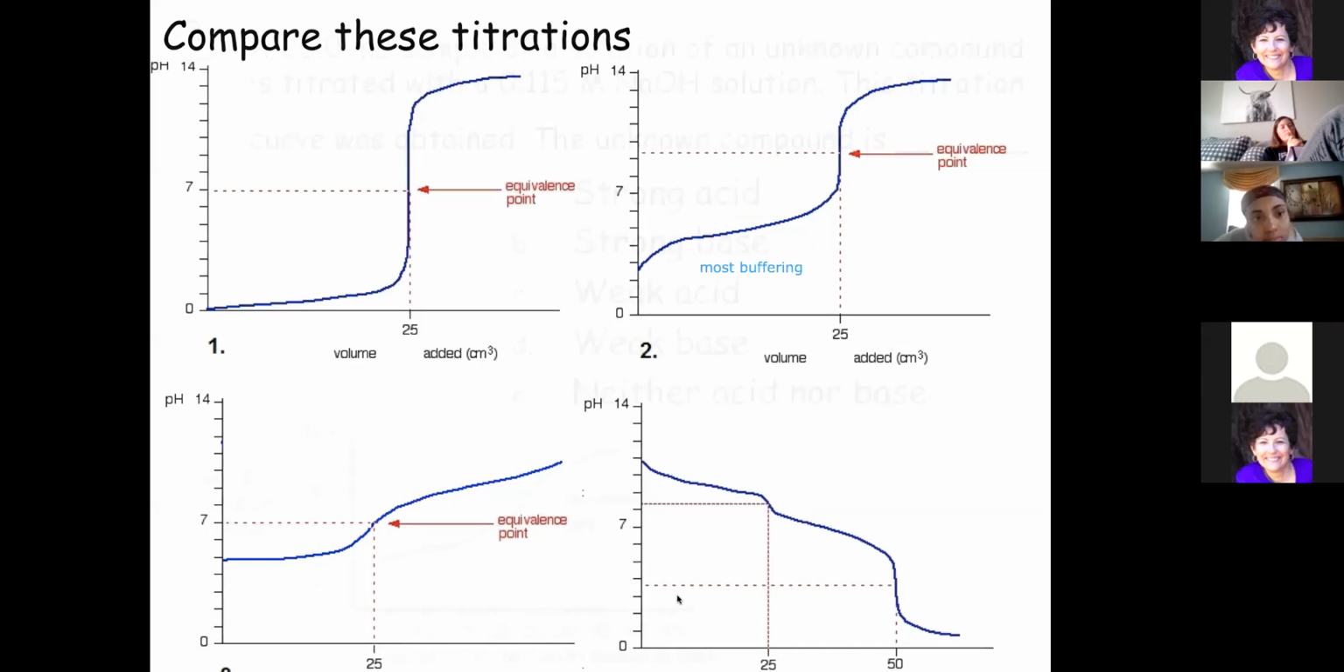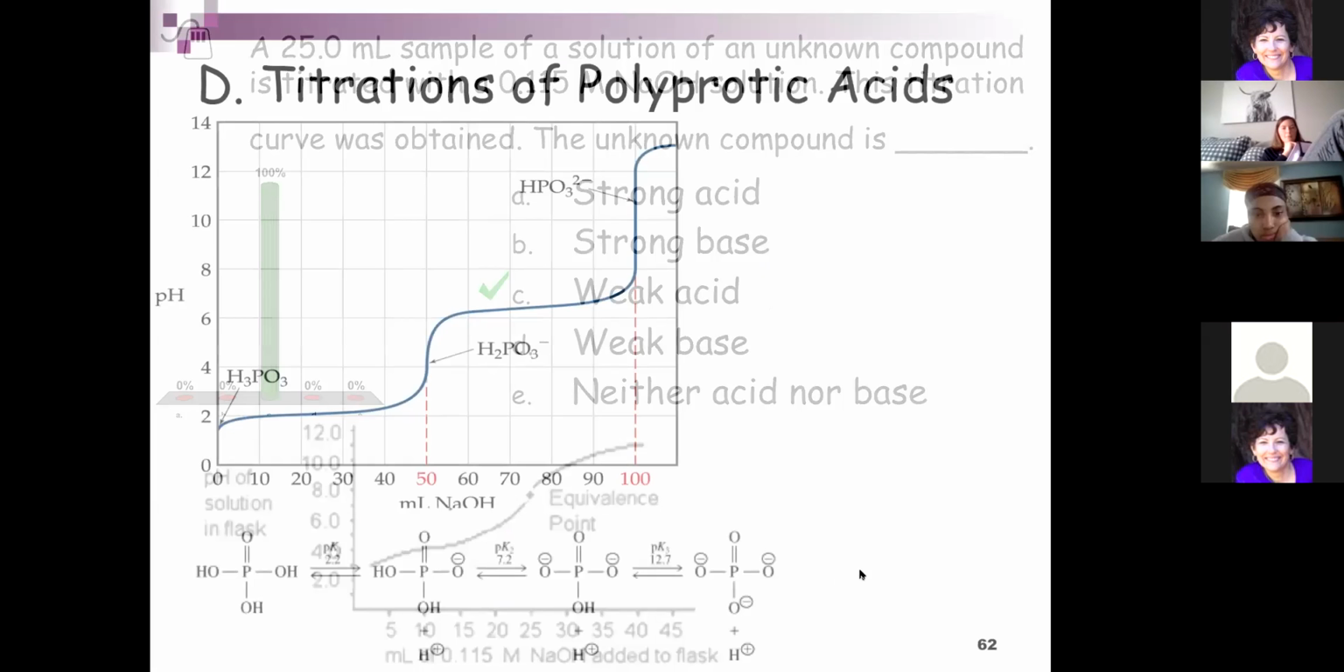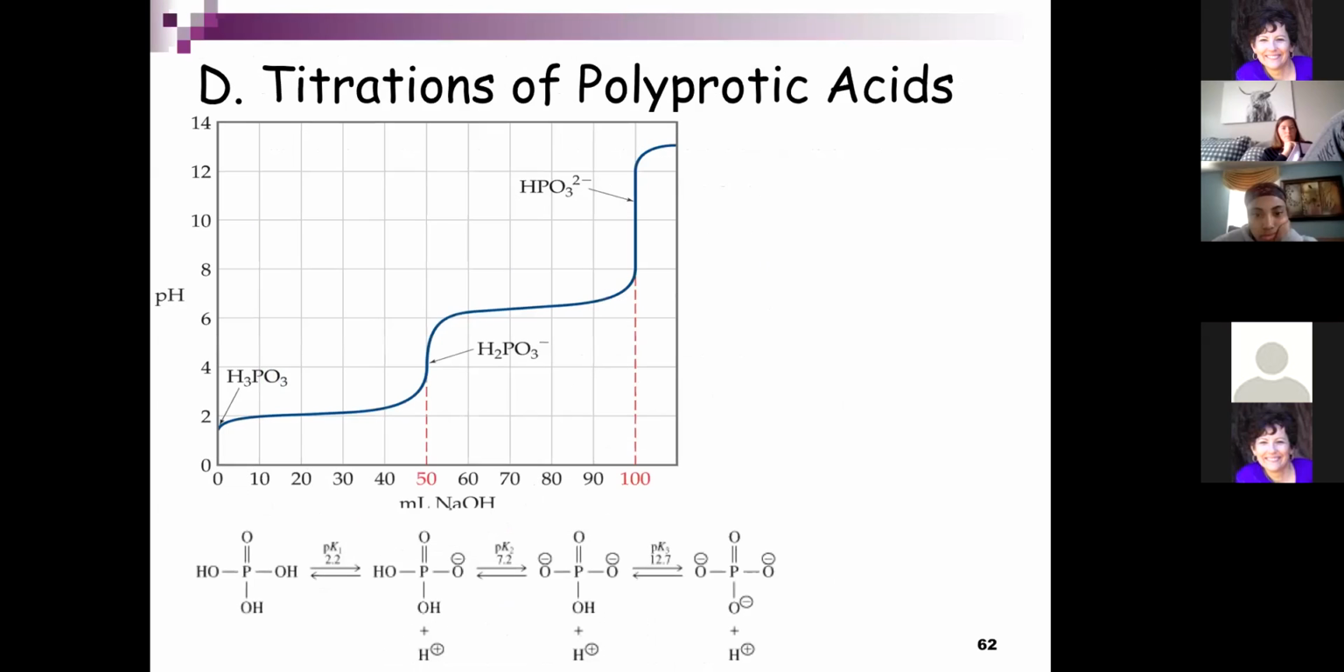So, okay, what about the answer to this question? Weak acid. I like it. It's C. So what's different about this one? This one has a lot of buffering areas. Exactly. So it's got 3 little flat regions that are going to be the places that it'll buffer.